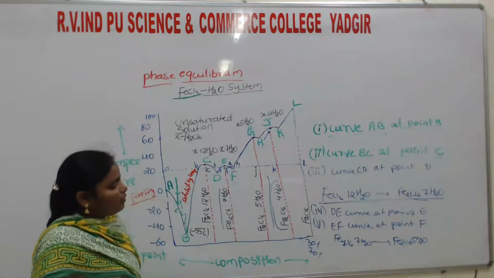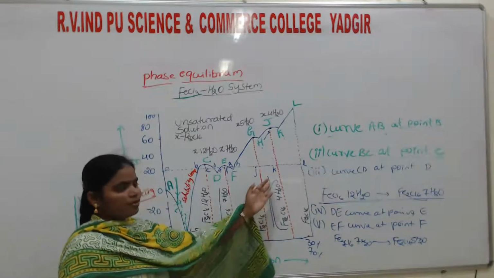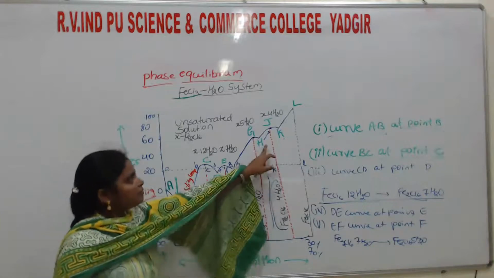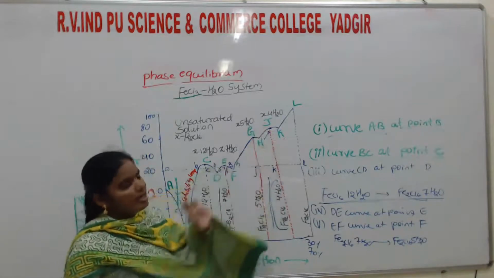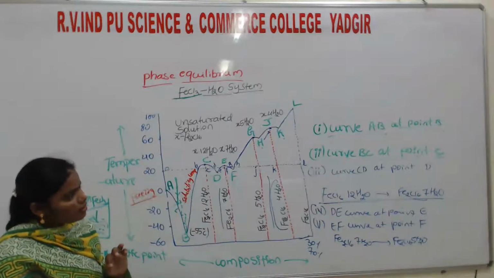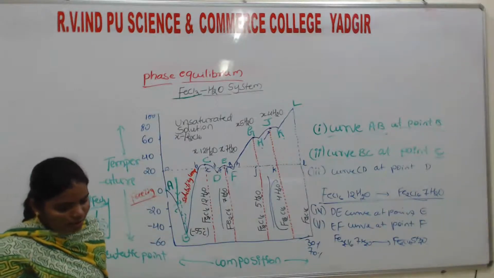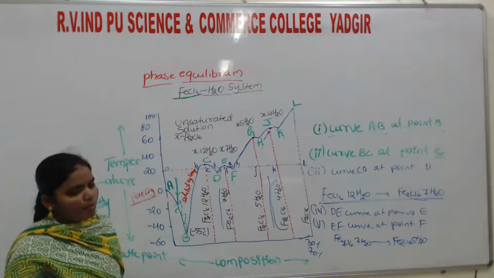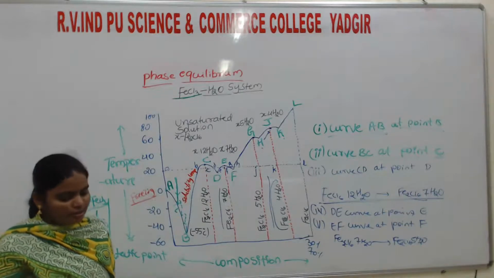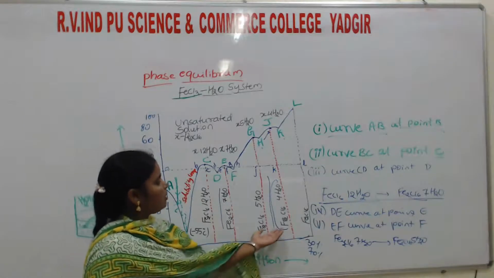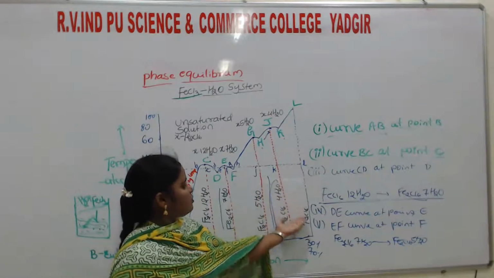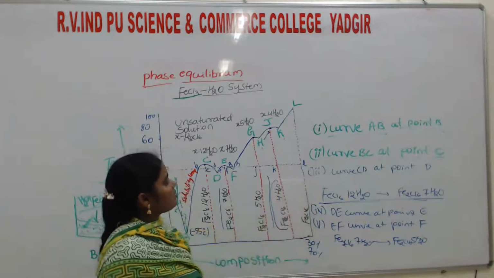Congruent melting point of this Fe2Cl6·4H2O. This is the HJ curve, at point J. And next, the JK curve, at point K. Point K is a transition point. You have to write transition point here: Fe2Cl6·4H2O, formation of Fe2Cl6.